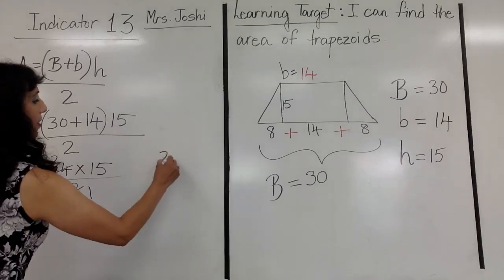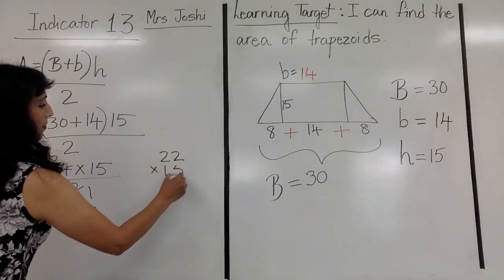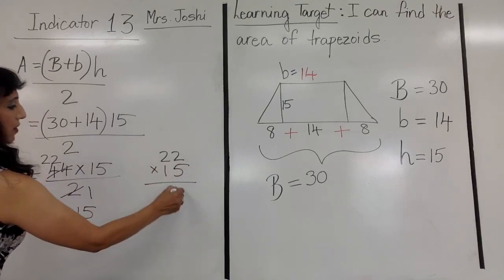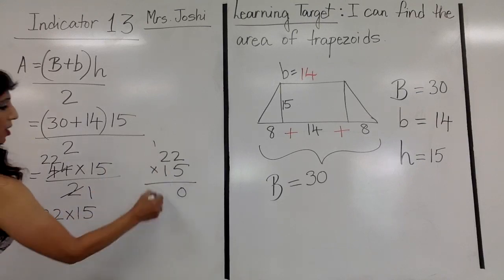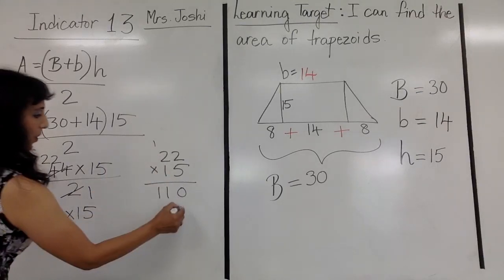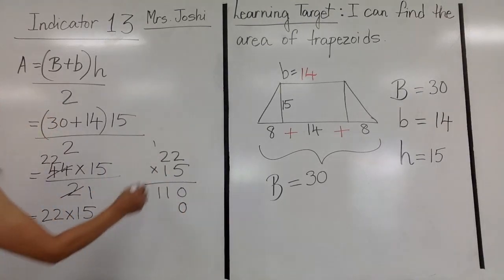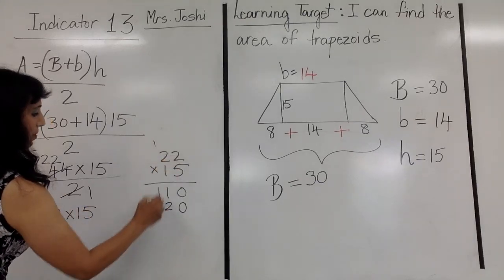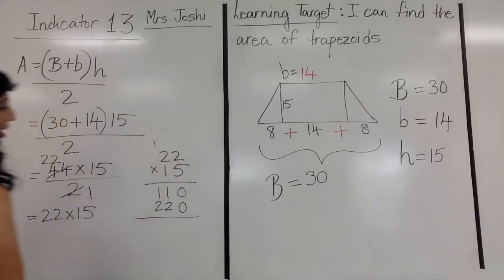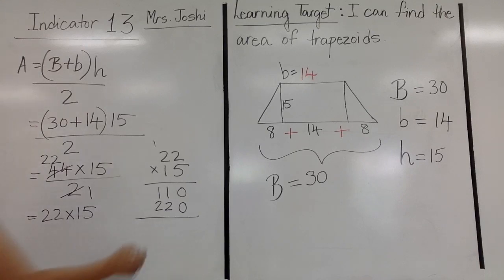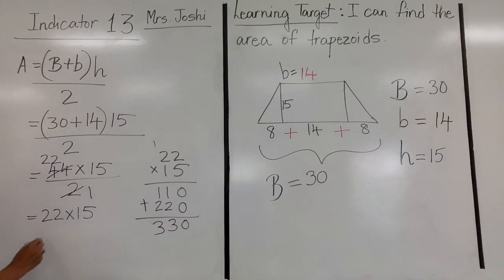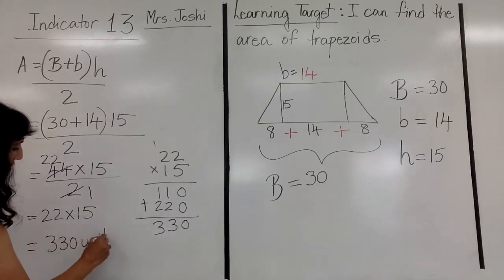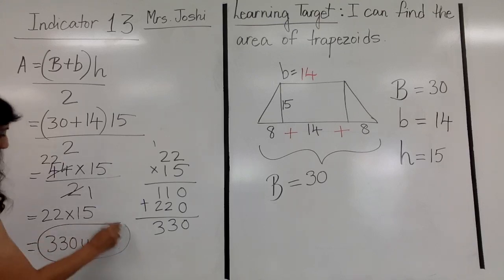So now I'm left with 22 times 15. And when I multiply that, 2 times 5 is 10, carry over 1. 2 times 5 is 10 plus 1, which is 11. Put the placeholder on the next row. 1 times 2 is 2, 1 times 2 is 2. Okay, so I end up with 330. Since there's no unit mentioned, you would write unit squared.